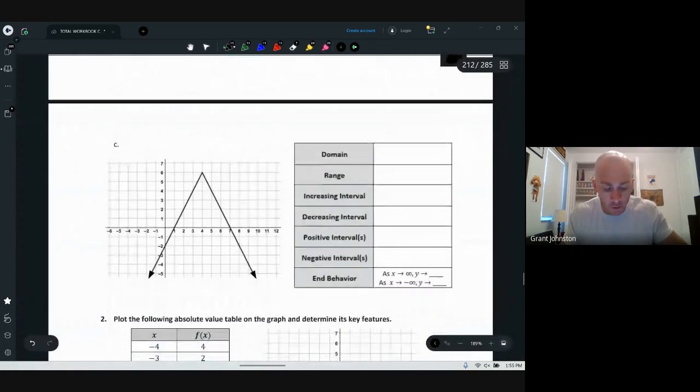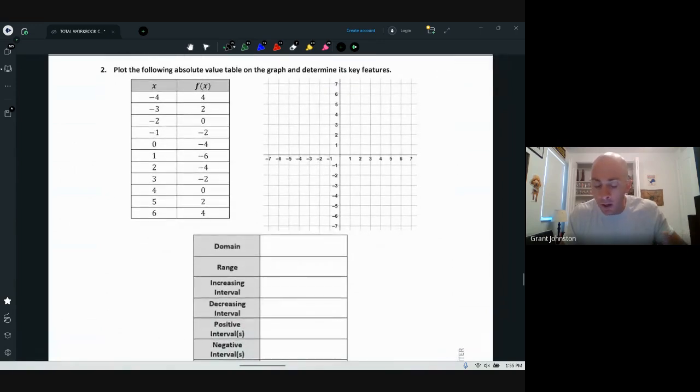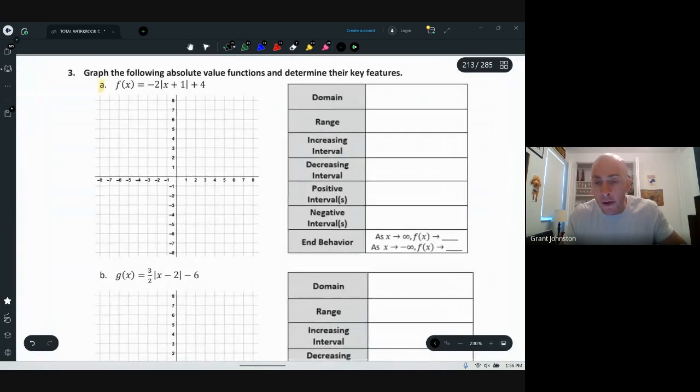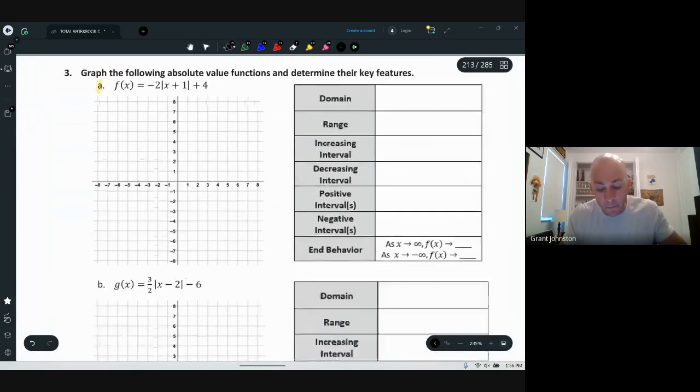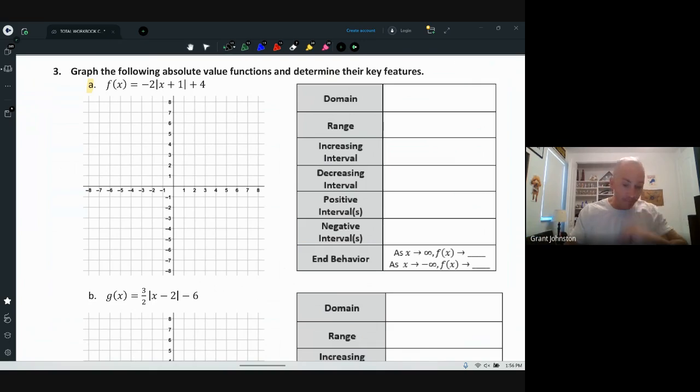I'll let you do C. Also, you can do number 2 as well. Just plot the points and do the same thing. I'm going to do just one. I'm going to do A for number 3. It's the same thing, except just a little review of the graphing that we did in the last lesson.